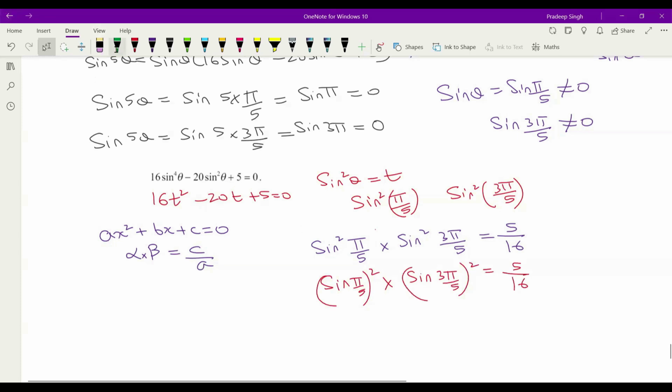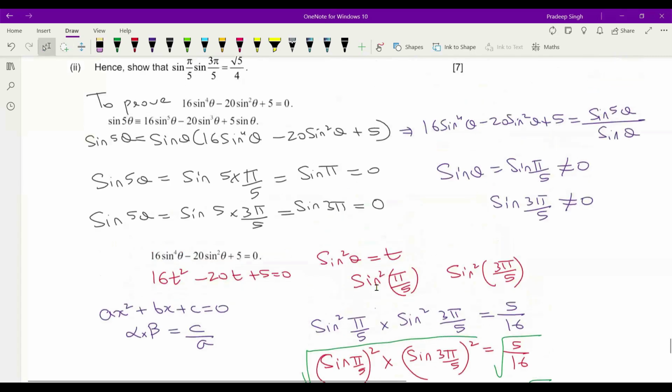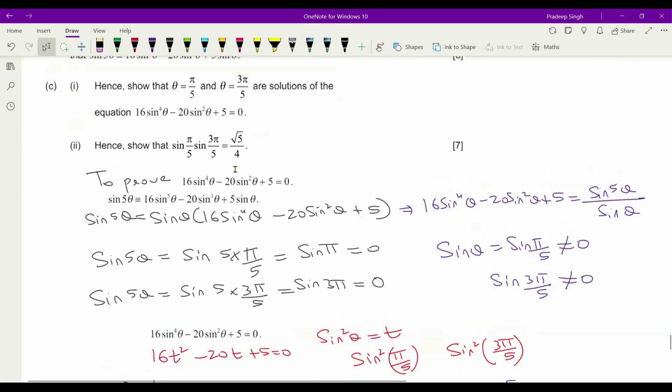And now, if we take the square root of both these expressions, the left hand side as well as the right hand side, on the left, we will get sine pi by 5 multiplied by sine 3 pi by 5. And on the right hand side, we will get root 5 upon 4. And this is what we were supposed to prove. And that's how we solved the C2 part of this question.